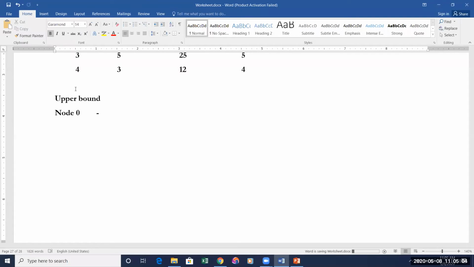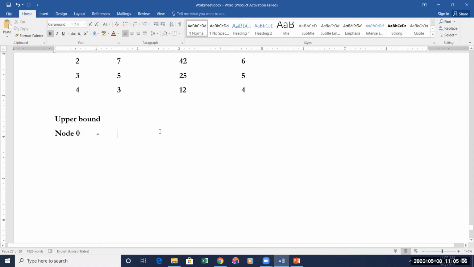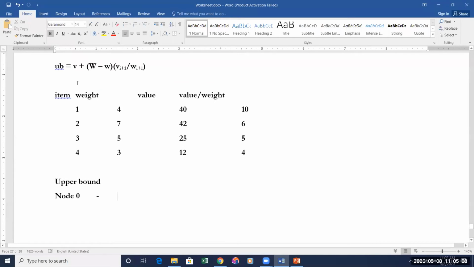Now we have to calculate the upper bound for node number 0. So how to calculate? What is the formula for that? The formula is: up is equal to v plus (W minus w) times v(i+1) by w(i+1).